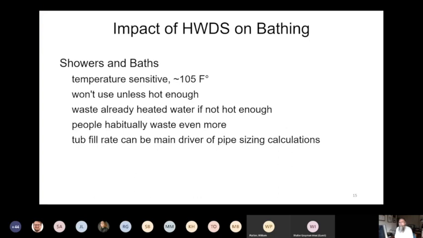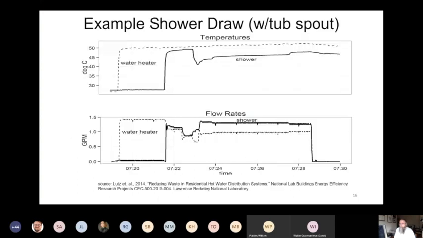And the tub fill rate, and Steve's probably heard this, is the main driver for some of the pipe sizing calculations because it's such a high use. It may not have to be that high. Does it really need to be 5 GPM? Could it be 4? And would people get upset because of the difference in time? That might have an impact on pipe sizing, which would in turn maybe reduce this waste. Next slide.